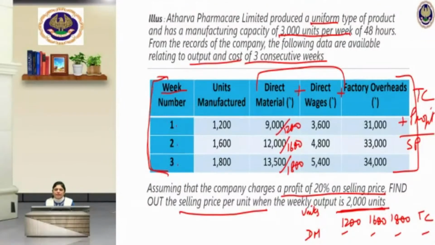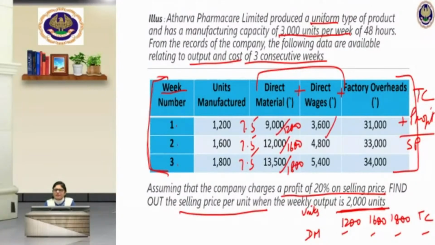Can you calculate direct material cost per unit for all the 3 weeks? Anybody who has calculated? Yes, that means it's 7.5, 7.5, 7.5. That's exactly how it can be proved that variable cost per unit is always the same. The total changes, but per unit remains same. All right. So variable cost per unit is the same for all the 3 weeks. That is why direct material is a variable cost.